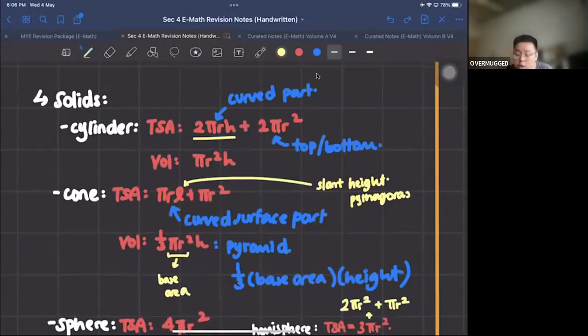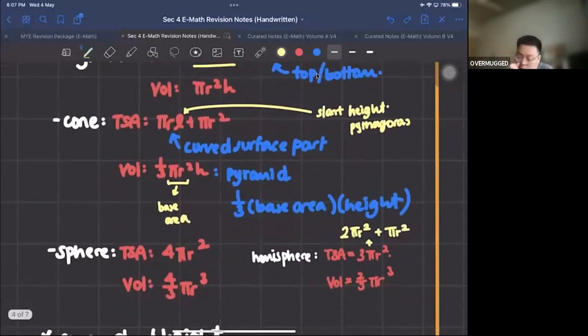So for a cylinder, the total surface area is 2 pi r squared plus 2 pi r h. Now, the assumption for all of this is that the cylinder is closed up. But if it's open, then you must minus off respectively. Volume is base area times height, pi r squared h.